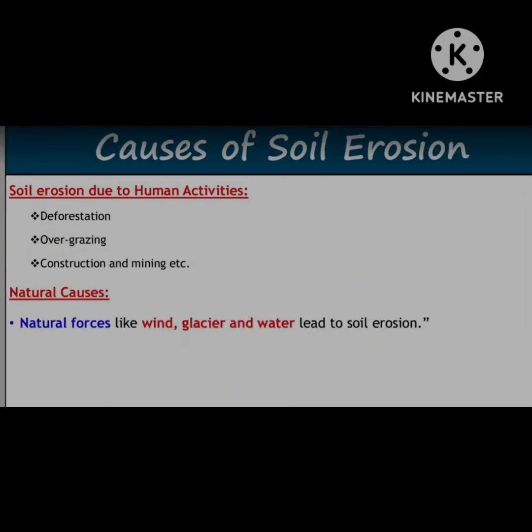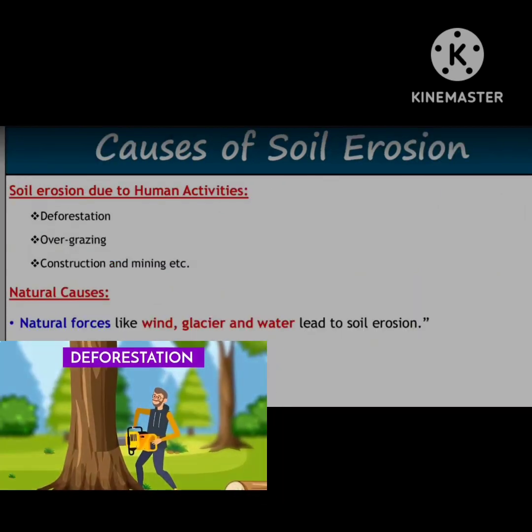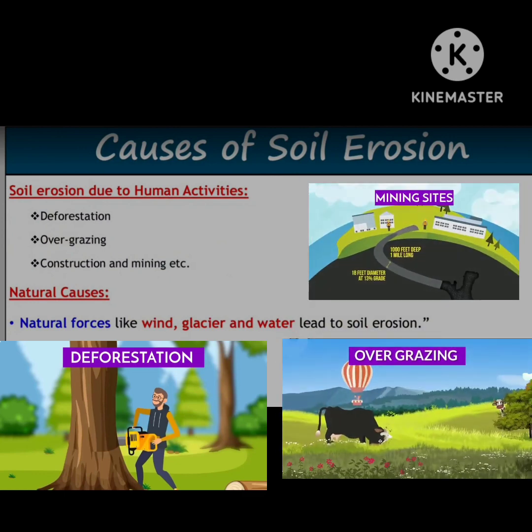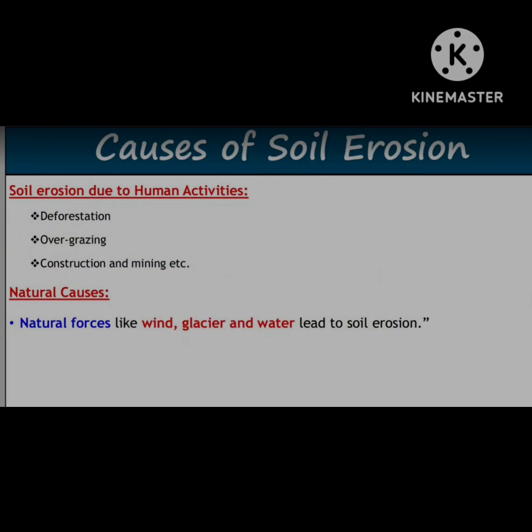Soil erosion is caused due to certain human activities like deforestation, overgrazing by cattle, and also constructional and mining activities. Besides this, there are some natural forces too, like the strong blow of wind, melting of glaciers, and water in the form of rivers and floods also lead to soil erosion.